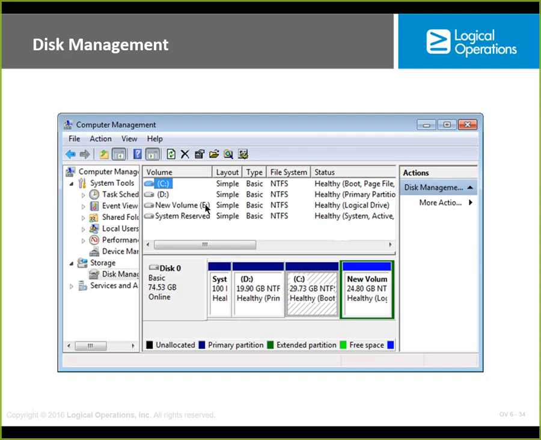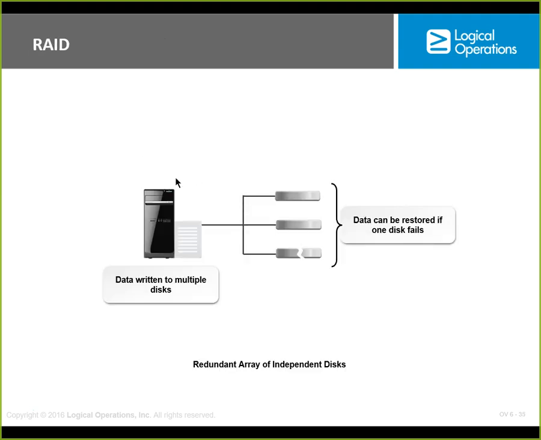Disk management, we're going to look at this in a minute. I want to go through the slides on RAID and then bring up a virtual machine or Windows Server and do some disk management. What can we do with the devices themselves? So we'll look at that, but this is what the disk management module looks like in a Windows device.